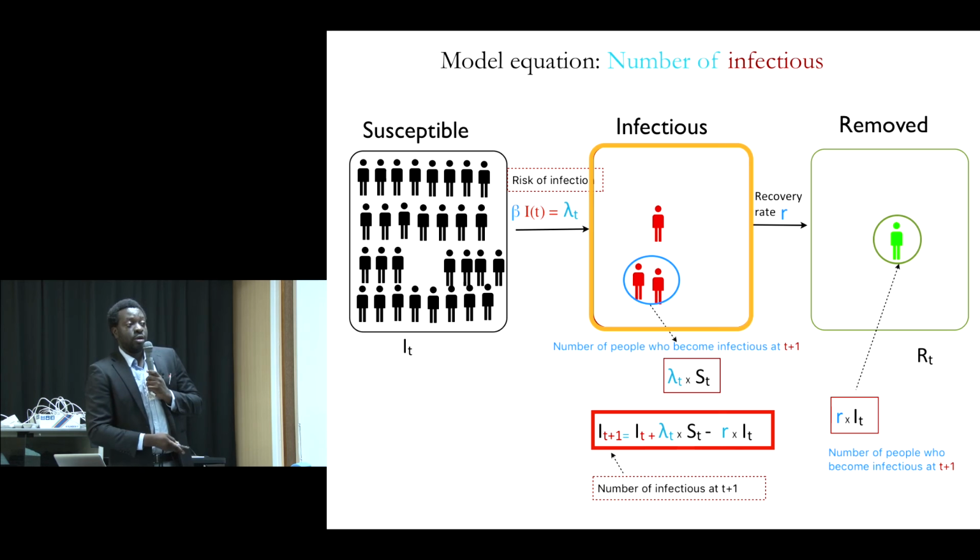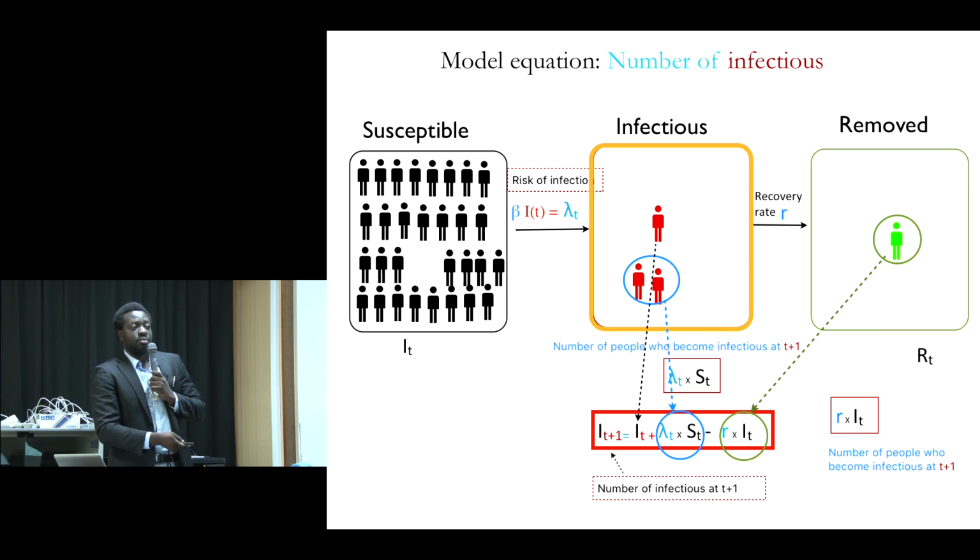So to predict the number of infectious, we just need to know the number of people who are there at time t, plus the newly arrived, those who came into this box, minus those who recovered here. So these equations help us to predict the number of infectious people here.